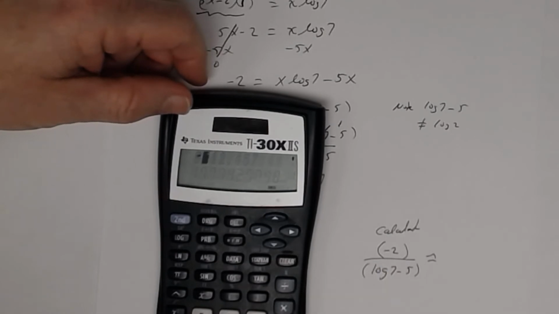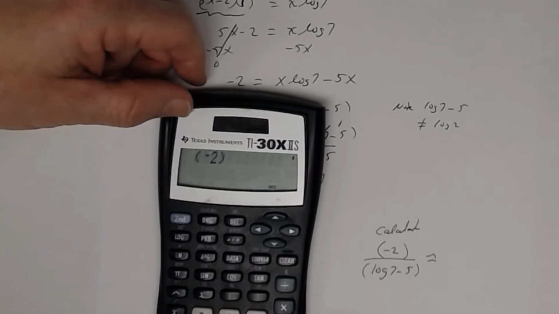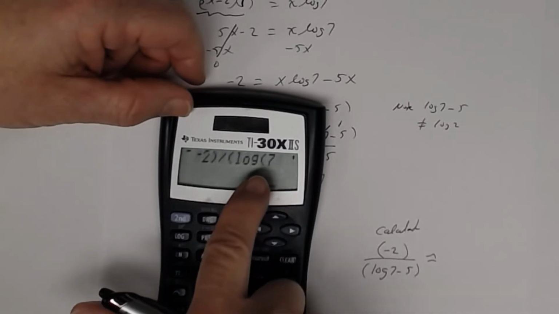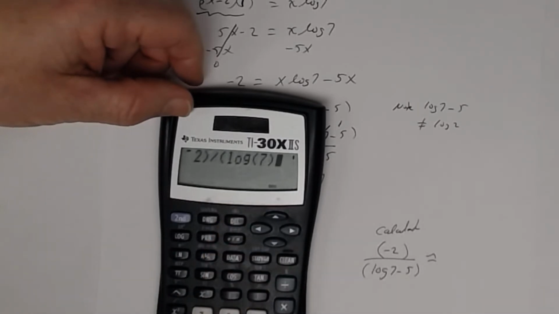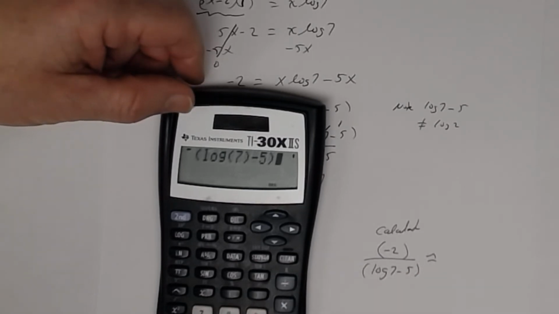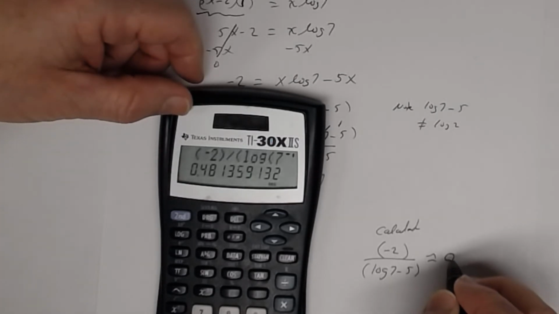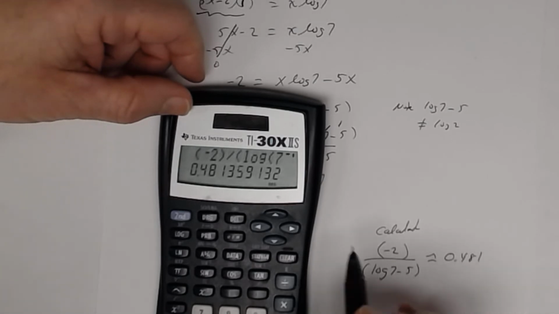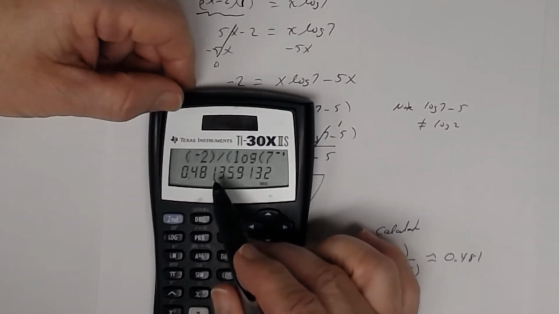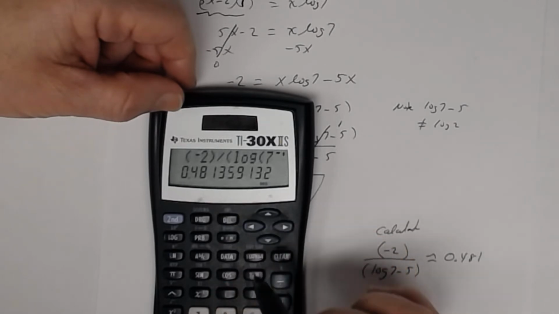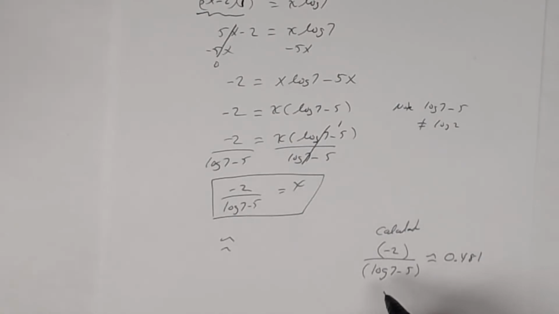Okay, so -2, put parentheses, -2, close the parentheses, divide by parentheses log 7. Remember that argument, you've got to close it right away. And then minus, subtract 5. Don't forget to close that outer parentheses, and then press equal. And this is approximately equal to 0.481. So the thousandths place is a 1. You have to look at the next digit. Since that is less than 5, the 1 stays 1. And that's it. So that is number 3.